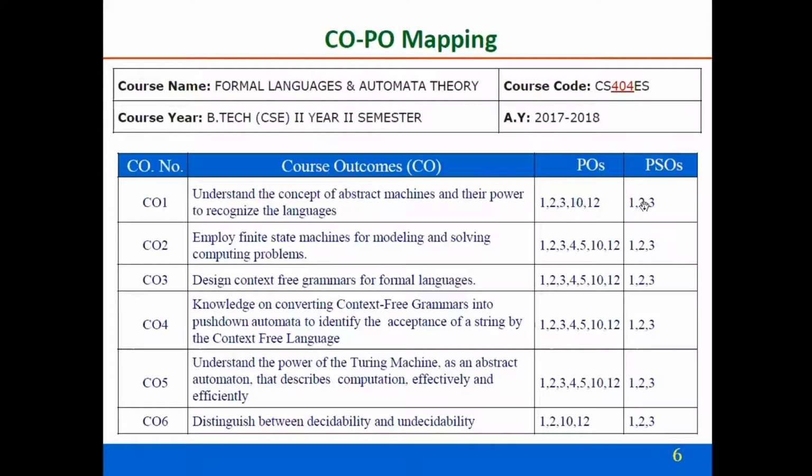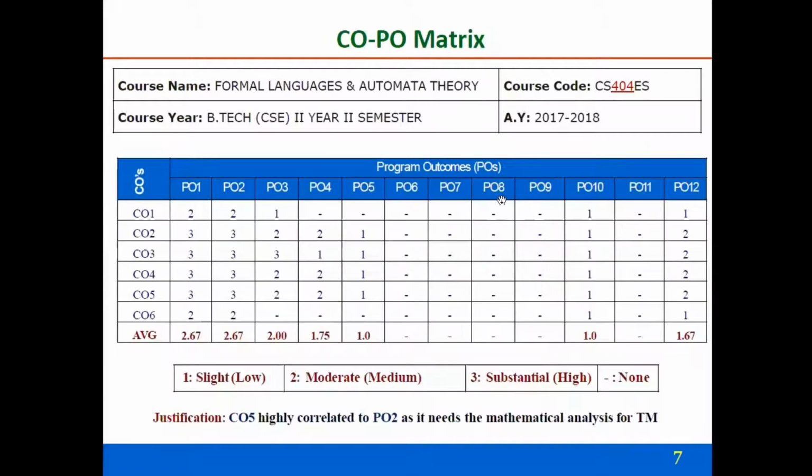10, 12 and PSOs also. Now how to define those levels? That we will discuss in the CO-PO matrix and CO-PSO matrix. This is the template for the course outcomes, program outcomes matrix for an individual course. Whatever I am explaining here is for an individual course.